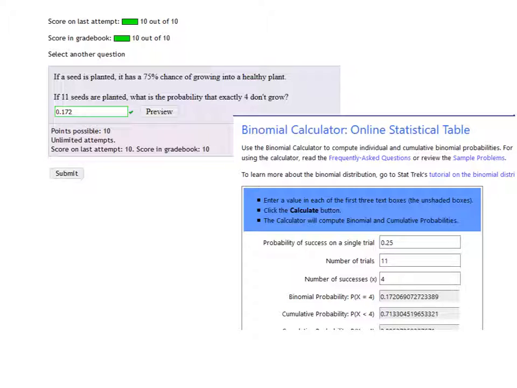We want to know exactly 4 don't grow. Exactly 4 don't grow. Now, the tricky part is, you probably have already noticed, this problem has a 75% here, and I'm using 0.25 here. Why is that? Well, it's the way they worded this. You see how they said don't grow? So that means we've got to find the complement of 75%, which is 25%. Make it a decimal, put in 11, type in 4. Then there's a calculate button down there, which you've got to click every time. It won't automatically do it.